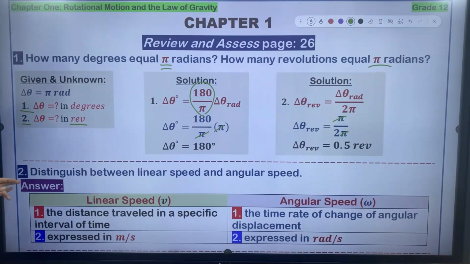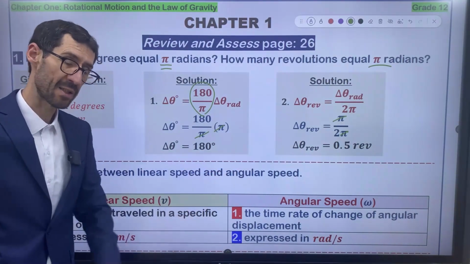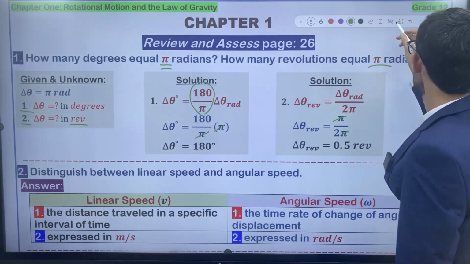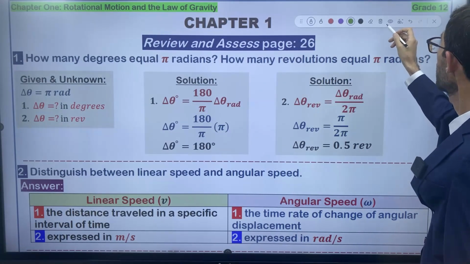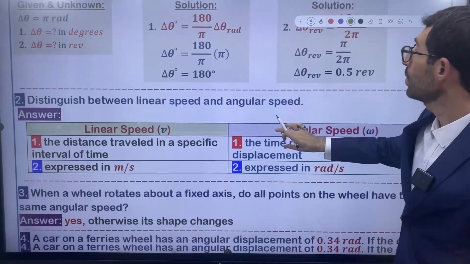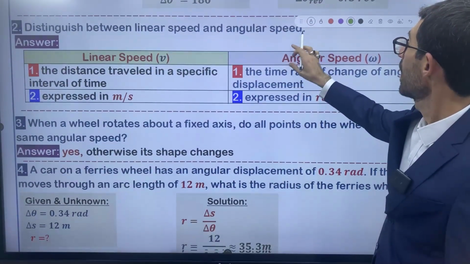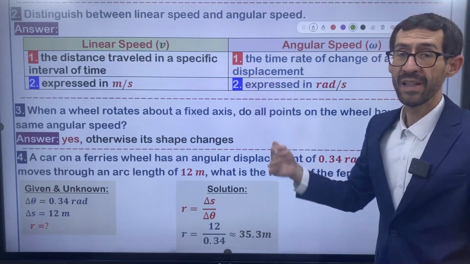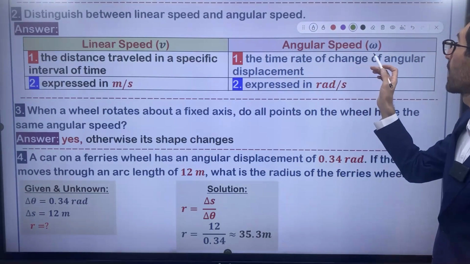Let's move on to question number 2. Distinguish between linear speed and angular speed. I prepared a table for you for distinguishing between these two quantities. One quantity is linear speed, or small v. The other one is angular speed, or omega.